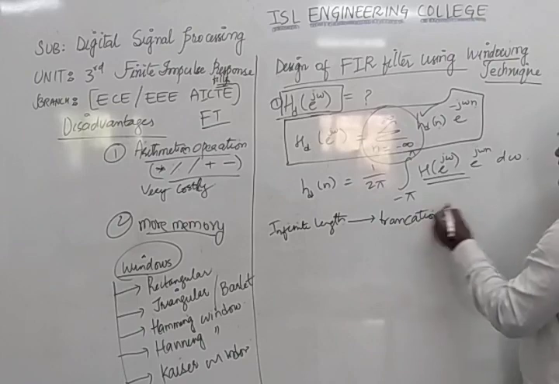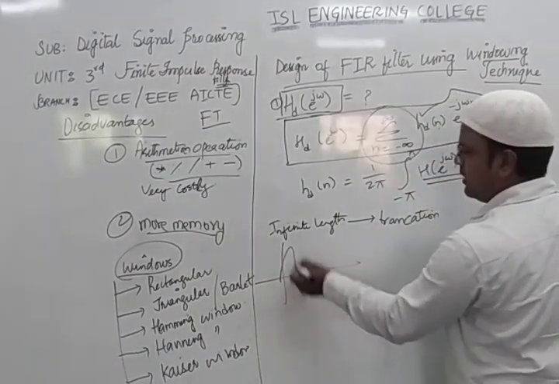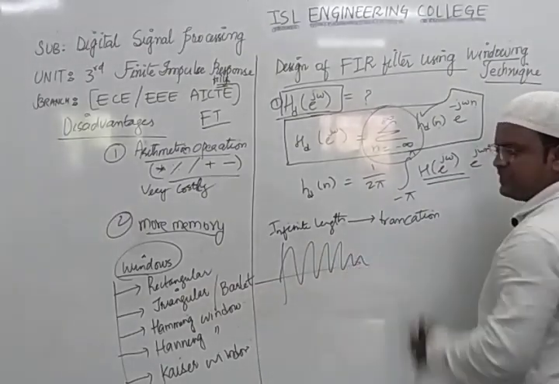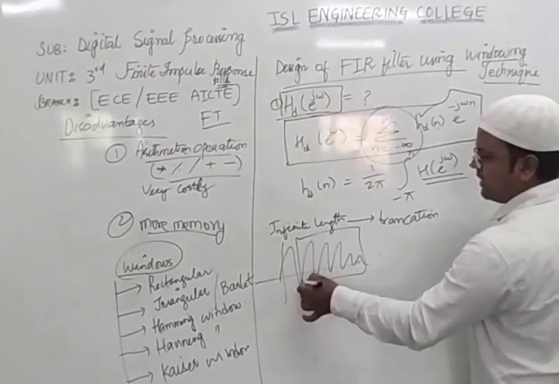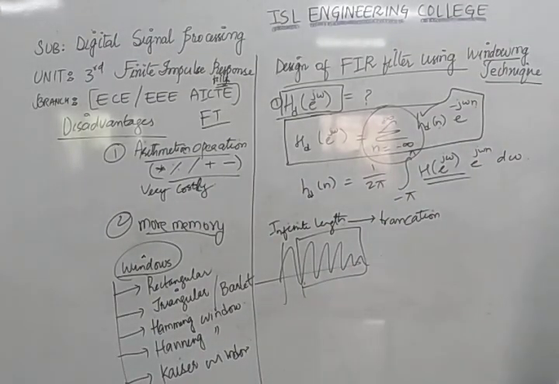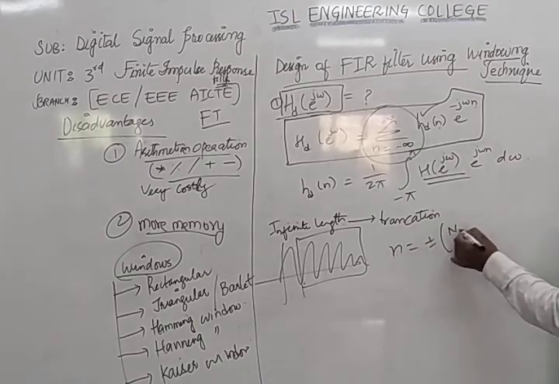What is the meaning of truncating? Truncating means reducing the size of the filter. Suppose your filter keeps on moving, and has a lot of signals which keep on moving. So we need to truncate, which means out of that we need to take a desired portion. That is called truncation. To go for that, we have to truncate the infinite-length FIR filter into a finite one by giving one factor: small n equals plus or minus (N minus 1) by 2.